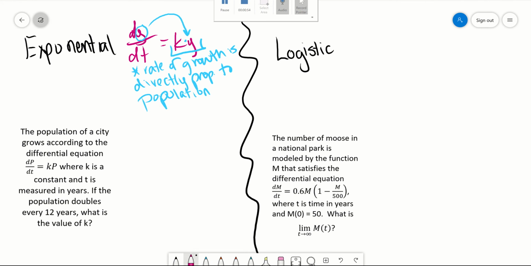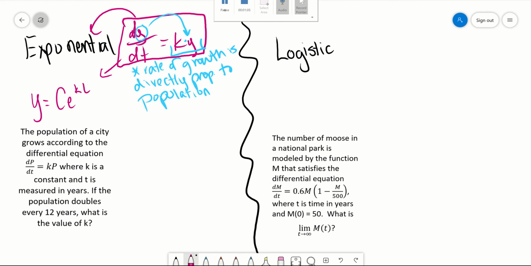Now with exponential equations, you need to recognize that if it looks like this, that means it's exponential, but it also means the solution looks like y equals ce to the kt. You can go through the process of separating your variables, integrating both sides, solving for y, but that is what you're going to end up with.